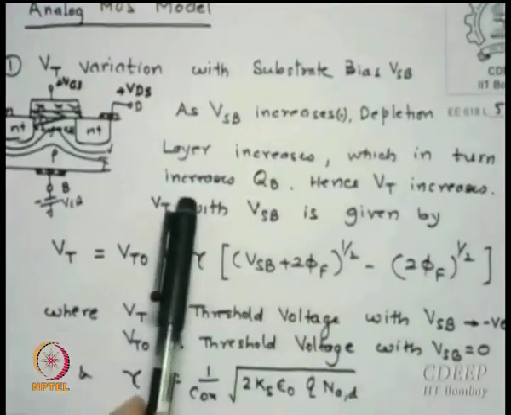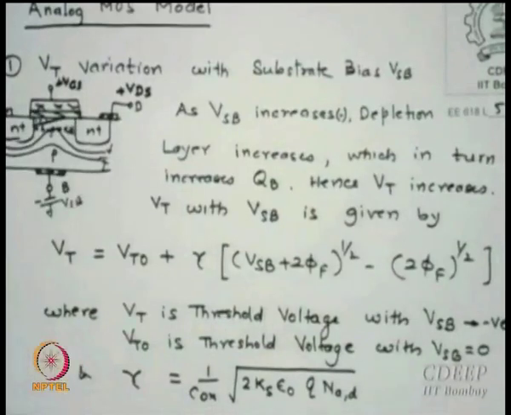Capacitance is epsilon s by xd. So the larger the xd, the capacitance will come down. There is some issue which we will have to take care of in circuit design: if you have a VSB, the capacitance is also a function of VSB. We will look at that part later.